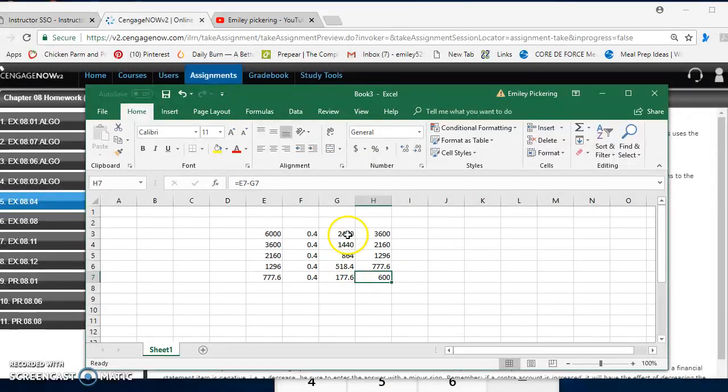So year 1, this is our depreciation, 2, 3, 4, and 5. Okay, so that essentially is how you do your double declining method of depreciation.